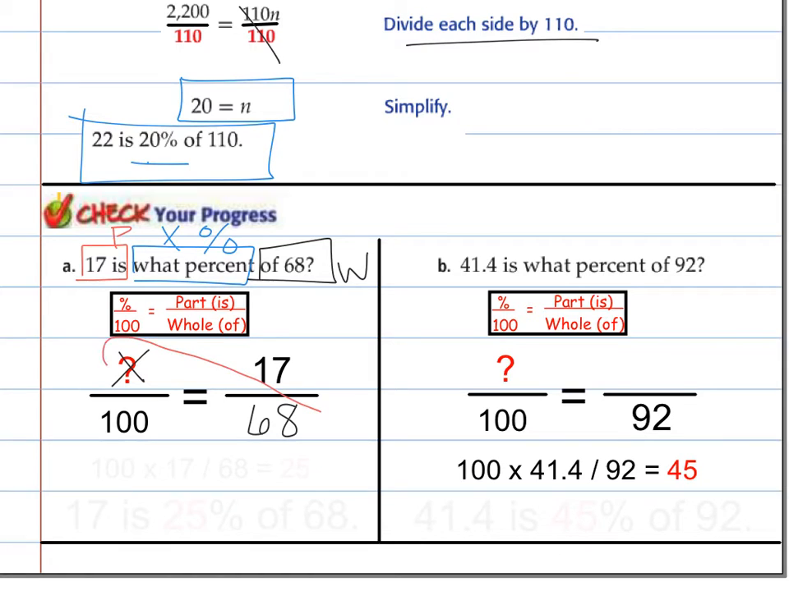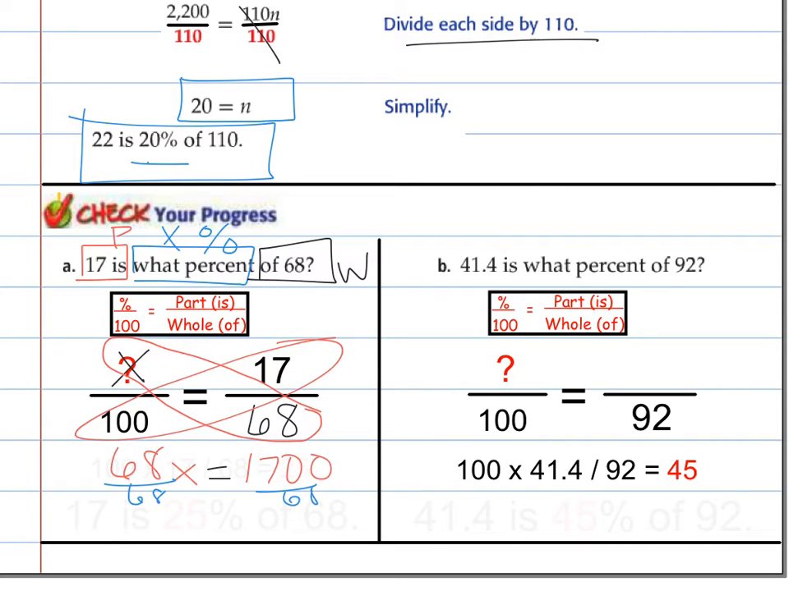So here we do our cross products. We really get 68 times x is equal to 17 times 100. And then we divide by 68. And we get x equals 25. So what that means is 17 is 25% of 68.